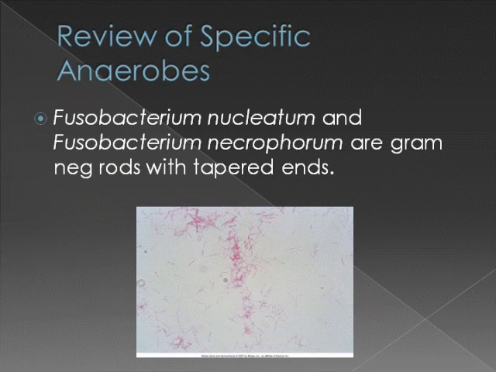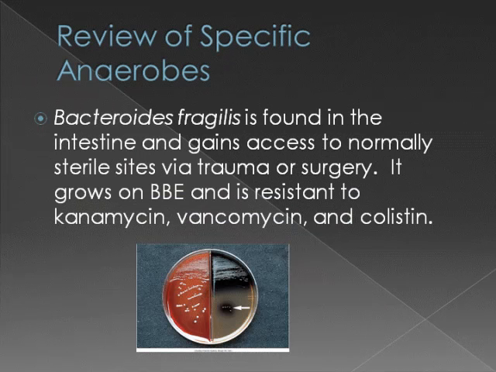Next, we have Fusobacterium nucleatum and Fusobacterium necrophorum. These ones are gram-neg rods with tapered ends. The picture is a little small, but you can see towards the ends of the bacteria, they do taper off to a point.